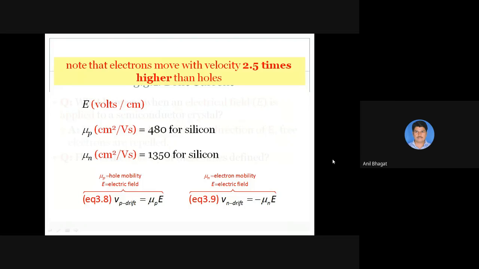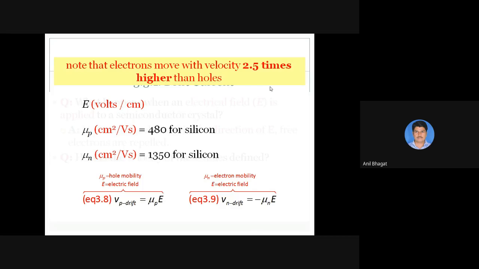Note that the electron moves with a velocity 2.5 times higher than the holes. This is very, very important. The velocity of electrons is always higher than that of holes. That's why we always prefer N type material. We always conduct the current by using electrons. Electrons are a major part of all electronic devices. With more electrons, the current conducts very large in a very short time.